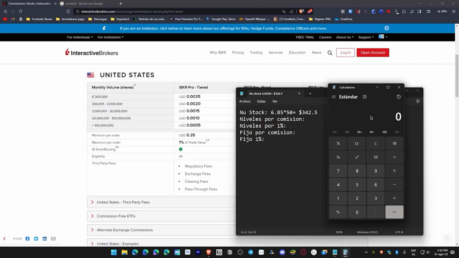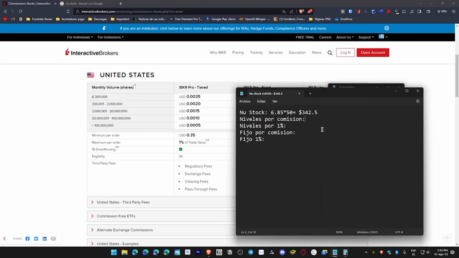So in this case, you calculate the number of shares, which would be 50, multiplied by the commission they would charge me, which in this case, since it's less than 300,000, would be 0.00035. So it would be 0.00035, and I just hit enter and it tells me it's 0.017. So let's put this over here. Although honestly, when it comes out like this, it usually rounds up a little bit and ultimately ends up being exactly 0.18. Now, let's carefully place the 1% levels right over here.